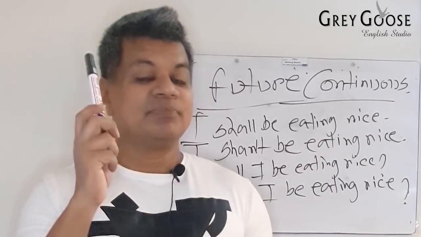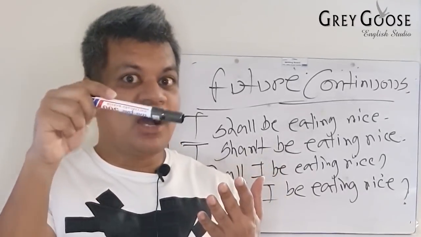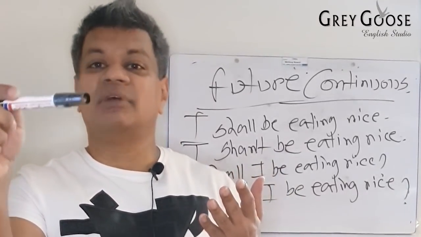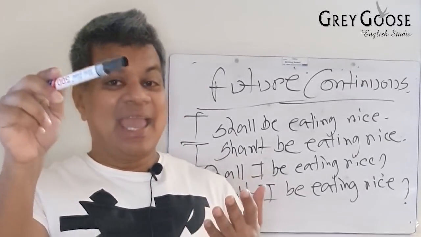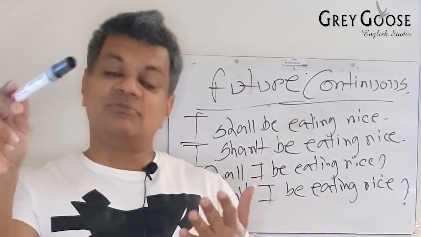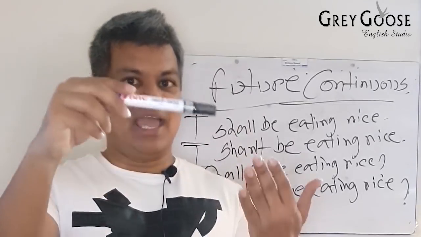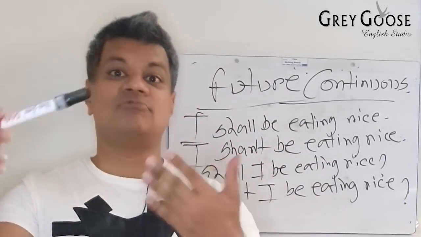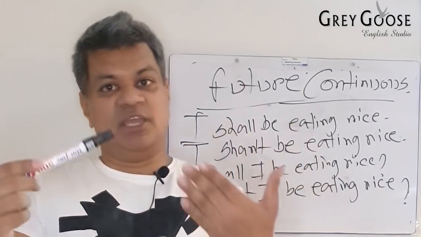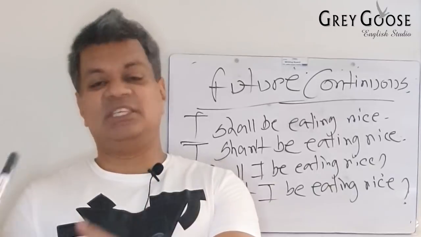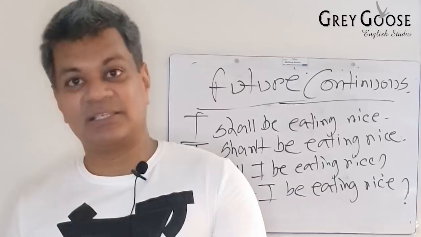You remember present indefinite. I eat rice. I don't eat rice. Do I eat rice? Don't I eat rice? Present continuous. I am eating rice. I ain't eating rice. Am I eating rice? Ain't I eating rice? Present perfect. I have eaten rice. I haven't eaten rice. Have I eaten rice? Haven't I eaten rice? Present perfect continuous. I have been eating rice. I haven't been eating rice. Have I been eating rice? Haven't I been eating rice?